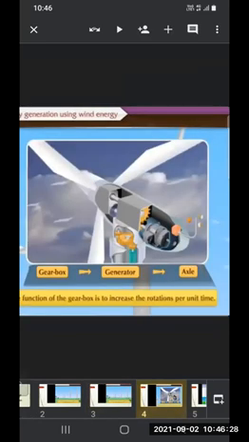This is the internal structure. What are the things? That is the gearbox, then the generator and the axle. The function of the gearbox is to increase the rotations per unit time. So what is the function of the gearbox? To increase the rotations per unit time.